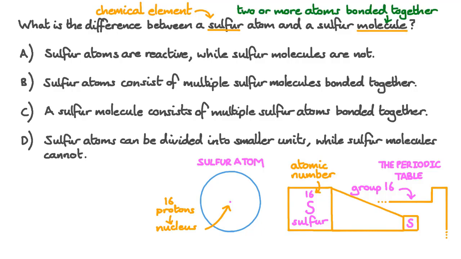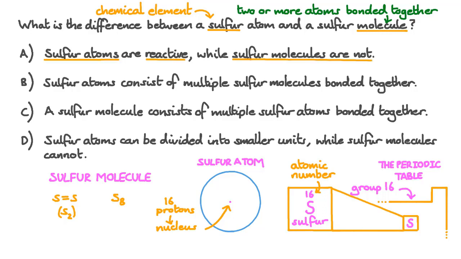Now, a molecule is when we have 2 or more atoms, it doesn't matter what type, bonded together covalently. So a sulfur molecule is simply a molecule that contains only sulfur atoms bonded together, like S2 or S8. Sulfur, unlike oxygen, is a solid at room temperature and it generally forms 8-membered rings. Now that we've recapped, let's have a look at our statements.